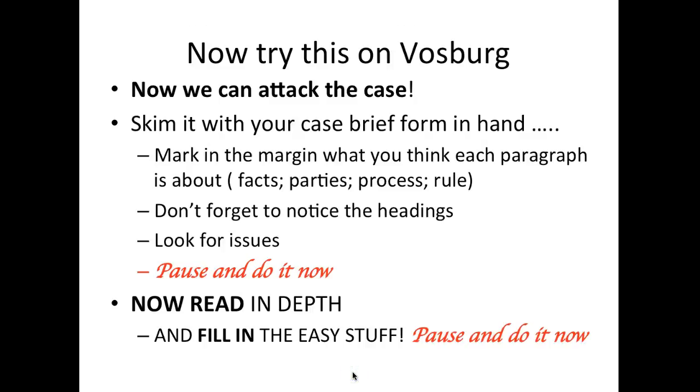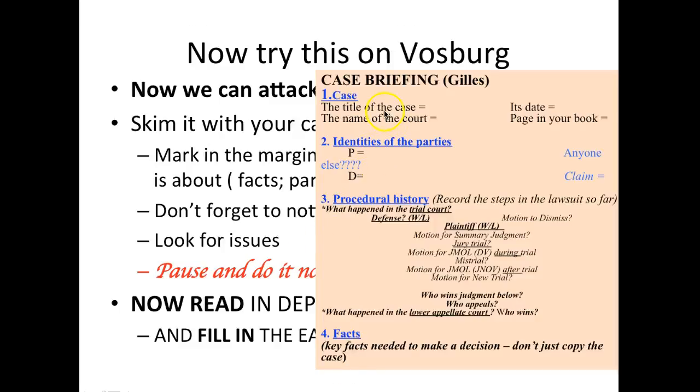Good. Now we're ready to read in depth. As you read in depth, fill in the easy stuff. For instance, the title of the case, the name of the court, the date, the page in your book. Who's the plaintiff? Who's the defendant? What claim is the plaintiff making? Battery, assault, negligence? You should also be able to summarize what the procedural history of the case is. What happened in the lawsuit so far? This is a little complicated in this case, but one of the notes actually helps you.